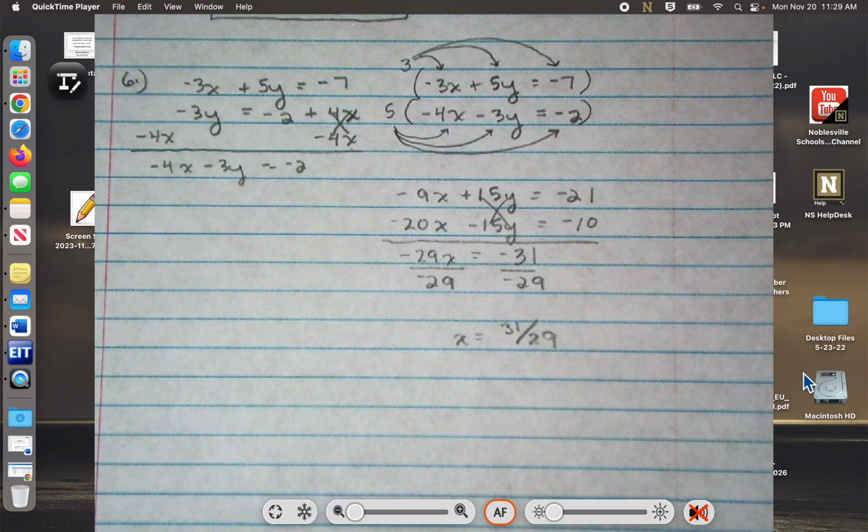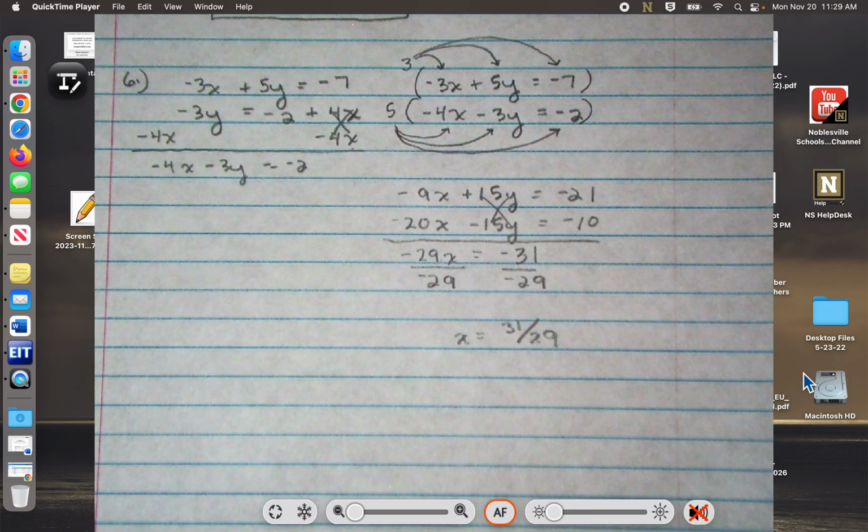Had a pretty ugly x value there. This is why we're glad we're not using a graph, right? That would be terrible. That would be the worst. Unless you went up by thirds to get three. I don't know, that'd be really difficult to graph. Kind of hard. So then we're going to put that x back into one of the equations.